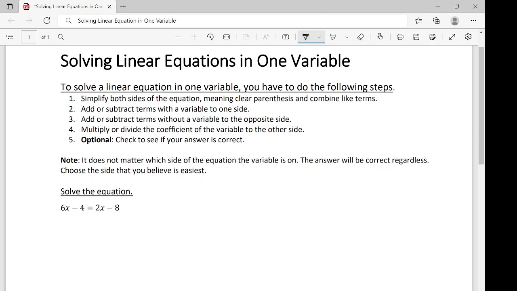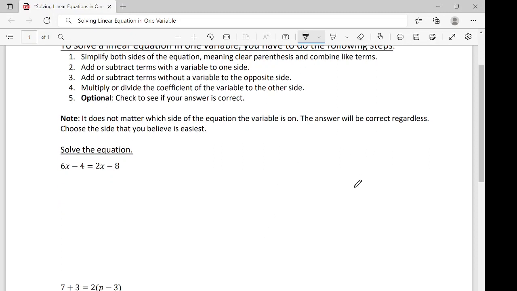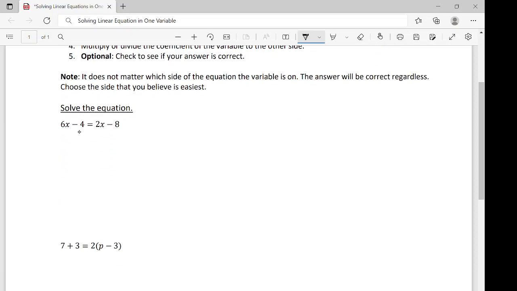So, we're going to solve the equation 6x minus 4 equals 2x minus 8. So I'm deciding to move my x variable over to this side. So this 2x is positive. So to move it over, I am going to minus 2x to the other side. So it cancels this out here, but what you do to one side, you must do to the other side to keep the equation balanced.